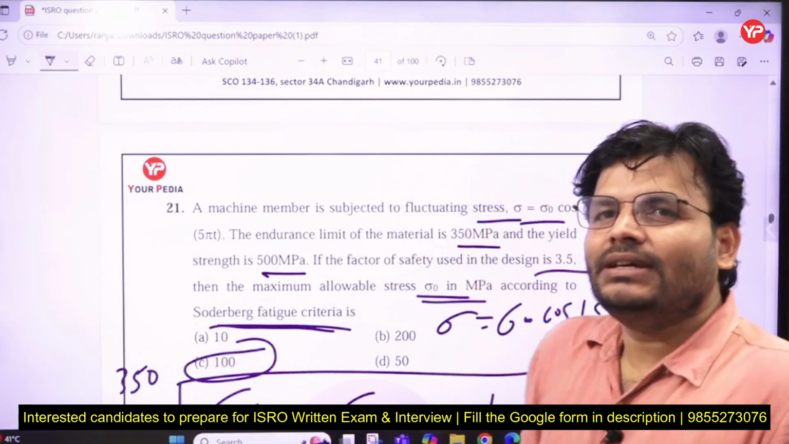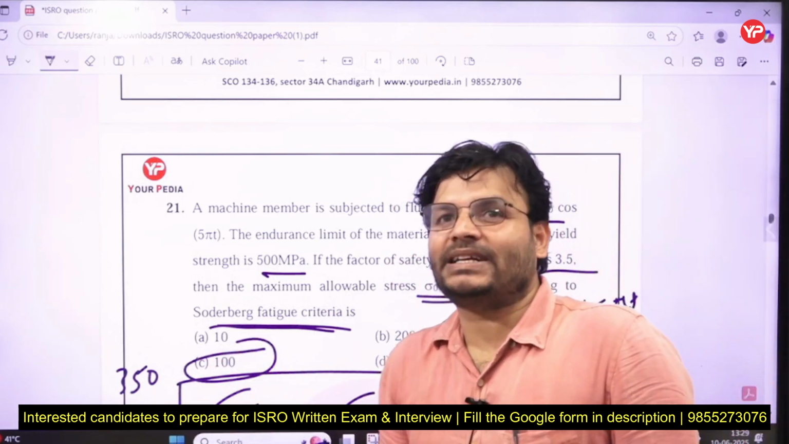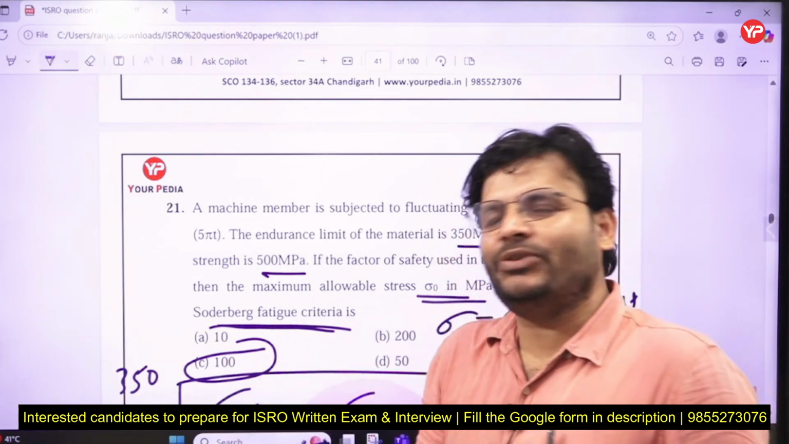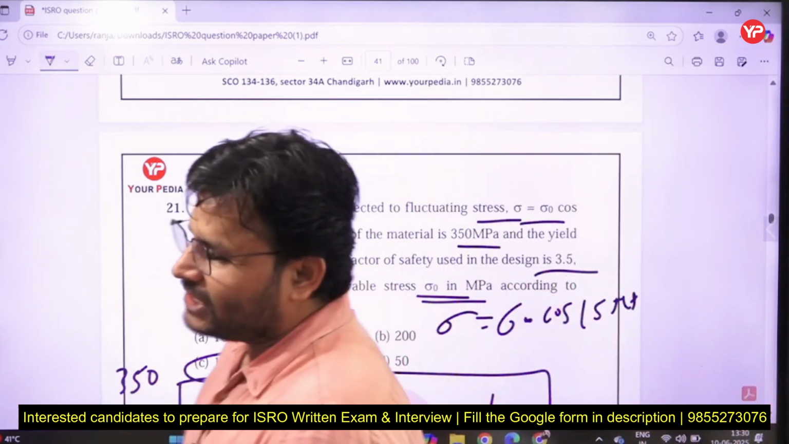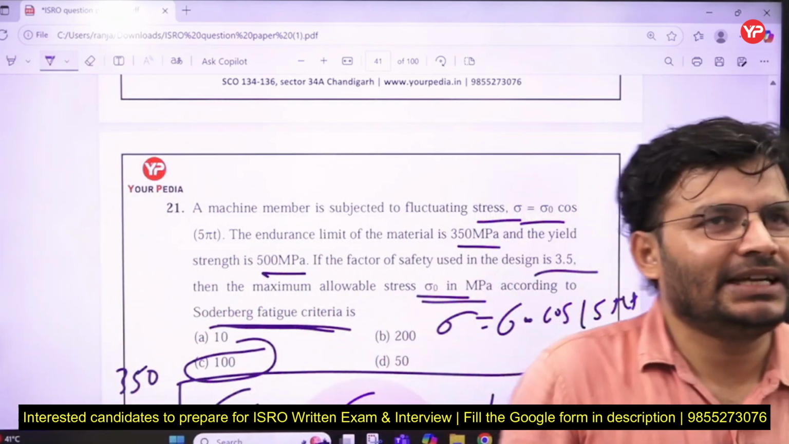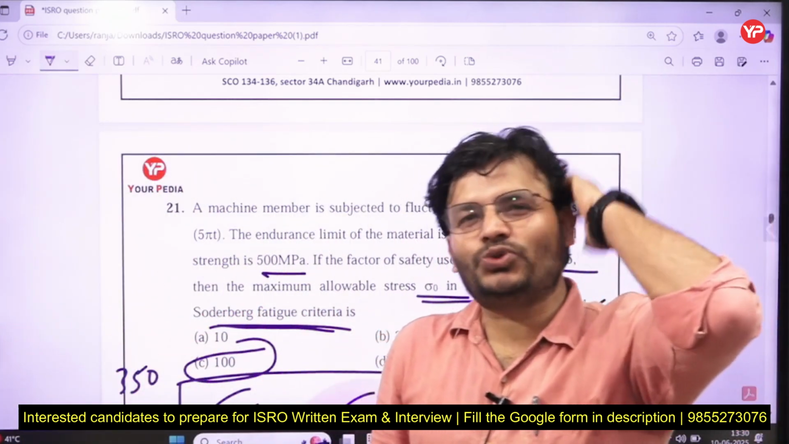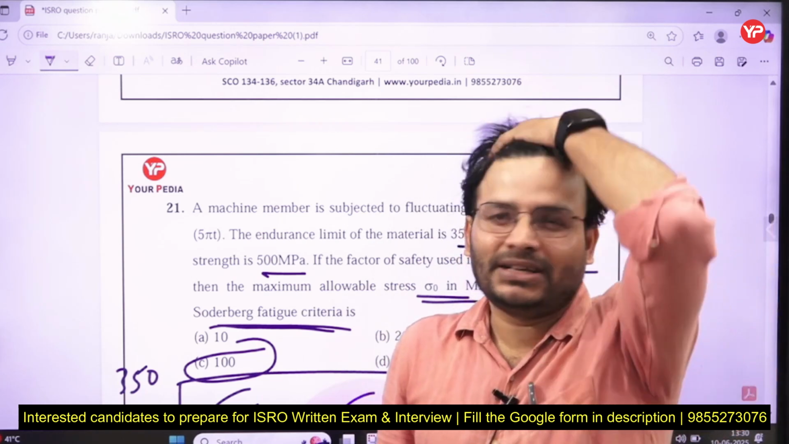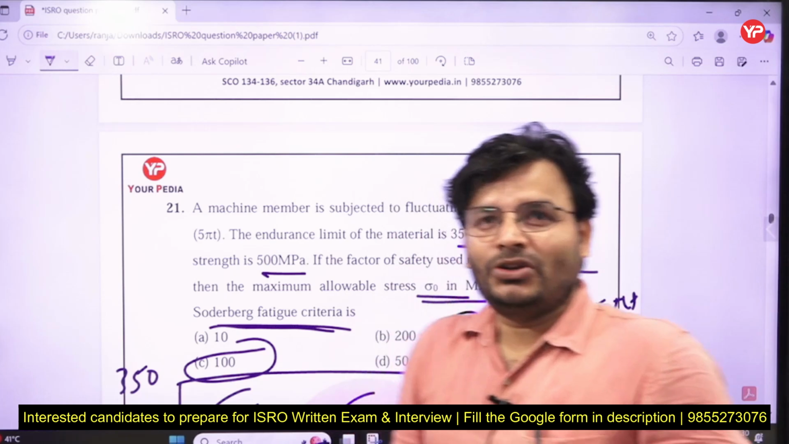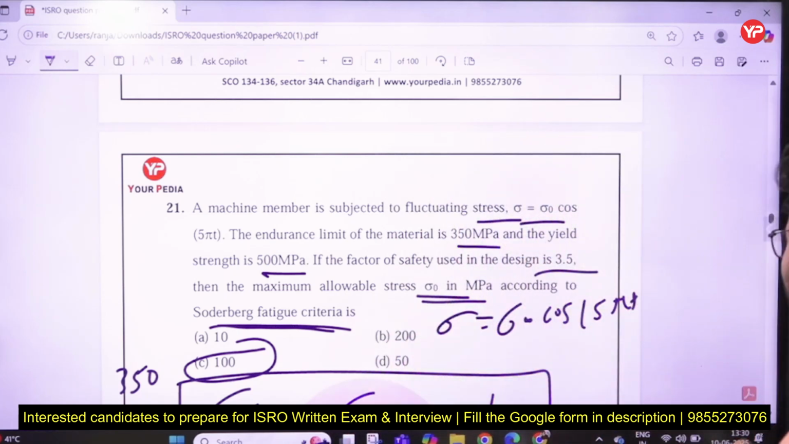My dear friends, in the upcoming exam also we can expect that type of question. They may ask the Langer line, they may ask the Goodman, or they may ask the modified Goodman. Modified Goodman is basically a combination of Goodman and Langer line, which is considered the best. So be prepared, as that type of question may be asked at that time also.